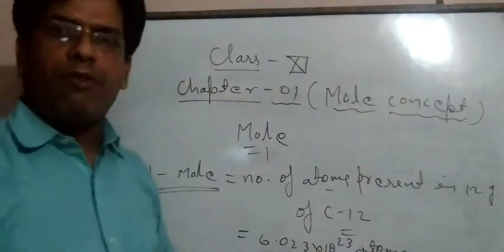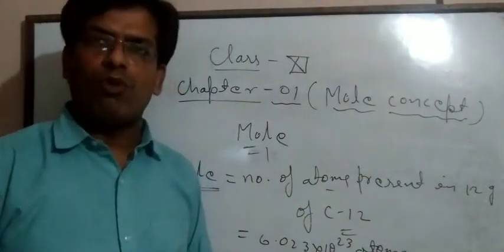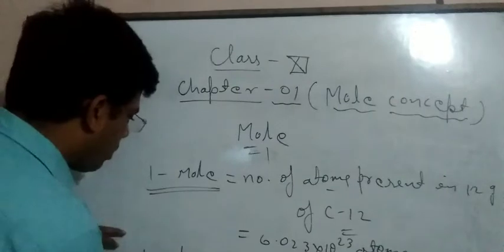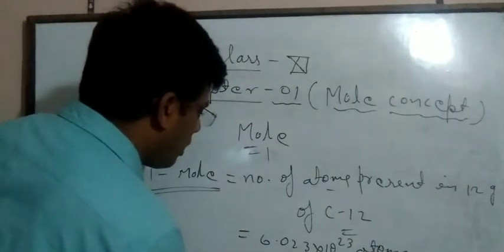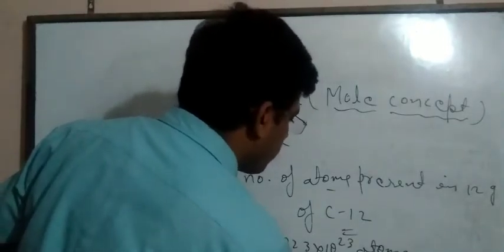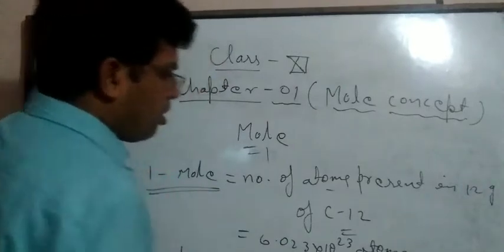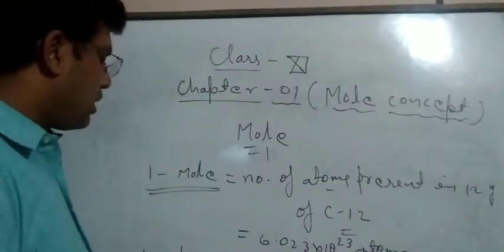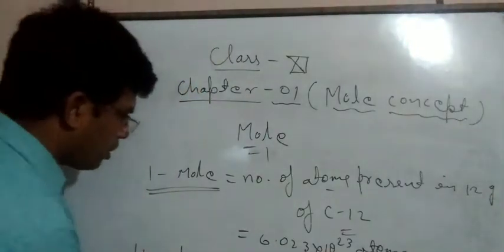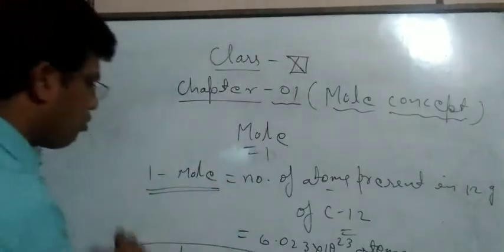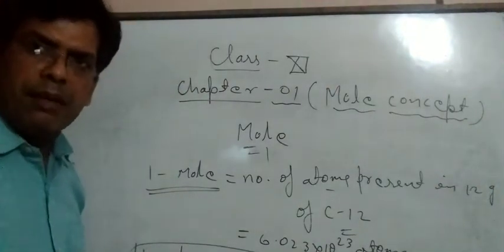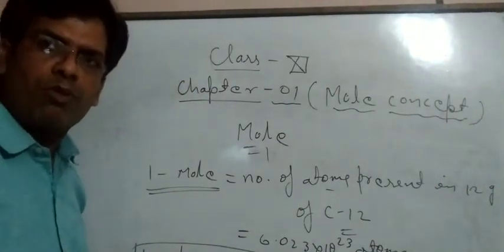That's why we can say that 1 mole is equal to 6.023 into 10 to the power 23 particles. So dear students, you should keep it in mind, 1 mole is equal to 6.023 into 10 to the power 23 particles. Particles may be atoms, molecules, ions, electrons, protons, etc.